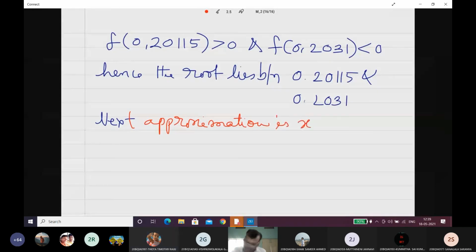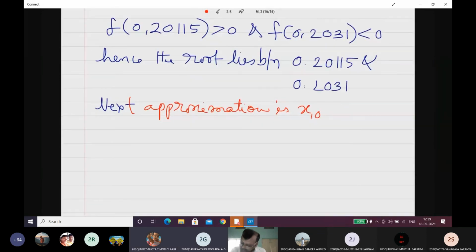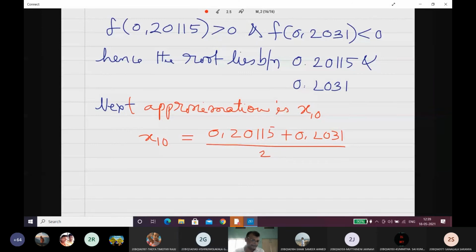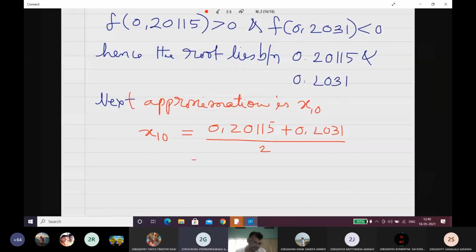x10. x10 is equal to 0.20115 plus 0.2031 by 2, which is 0.2021.